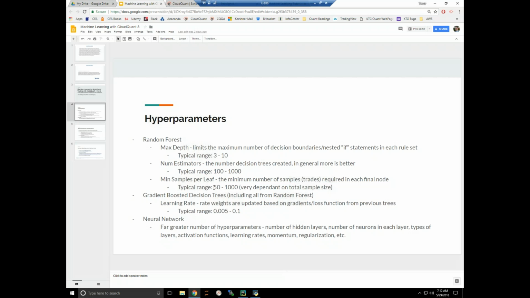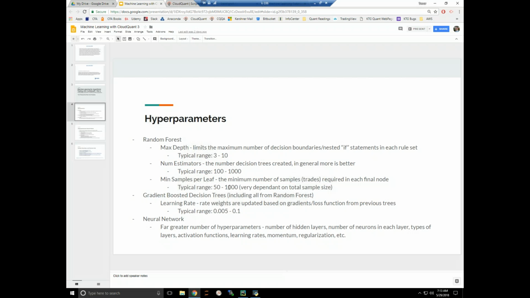And that, like I said, prevents overfitting because it forces the random forest and the rule sets to have at least 50 different trades that support that rule set, so it's not finding subtle patterns in 5 trades per se. It's going to force the machine to find patterns that are present in at least 50 trades. Most of the time here, I will be anywhere from 100 to 1,000, but it's very dependent on the total sample size. If you have 1 million trades, you're probably going to want to have at least 1,000 minimum samples per leaf in each node. If you're only working with maybe 50,000 trades, then you're probably going to be closer to 50 to 100 minimum samples per leaf.